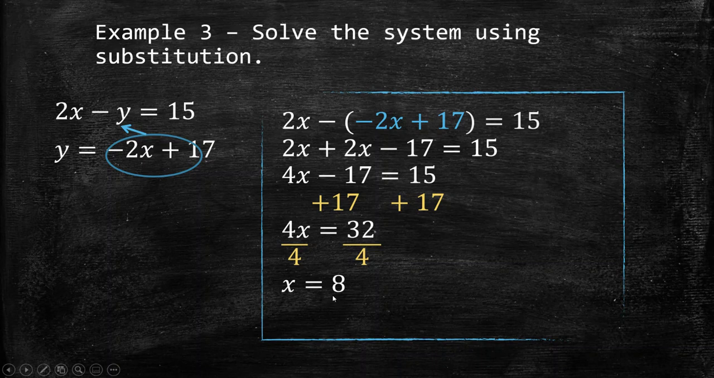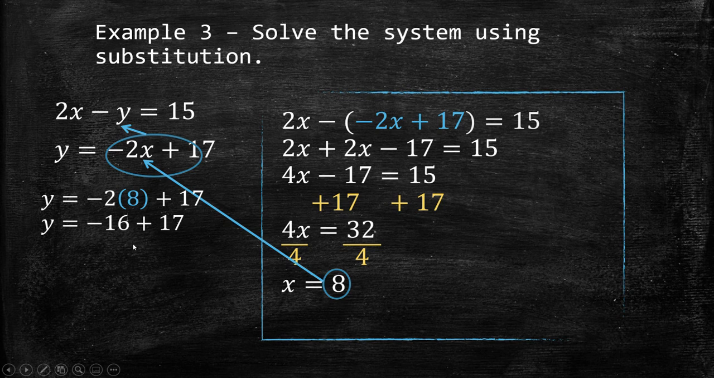So x equals 8. So I would take the 8 and substitute it in for x into this equation that's solved for y. So we get y equals negative 2 times 8 plus 17. Negative 2 times 8 is negative 16. Negative 16 plus 17 is 1, so we get 8, 1.